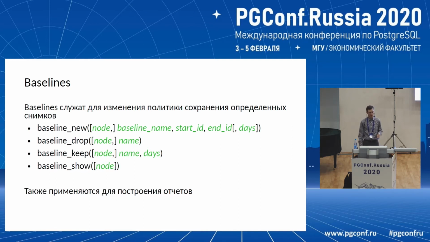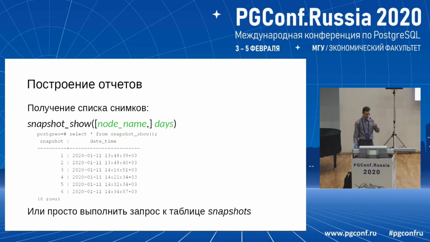Then you indicate the identifiers for snapshots and the number of days of storage if you want to overwrite the standard. If you don't, it will become infinite retention, which means that it will store it infinitely and will not delete anything. Then you can drop the baseline by giving its name, and you can change the storage time to set it explicitly. And also you can show the baselines from a node or locally for this node.